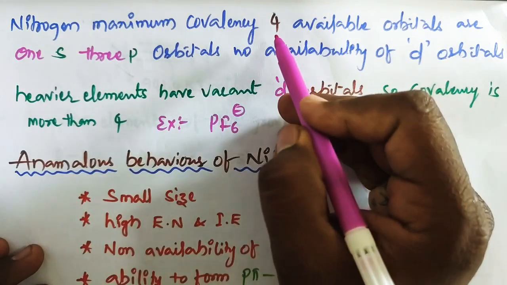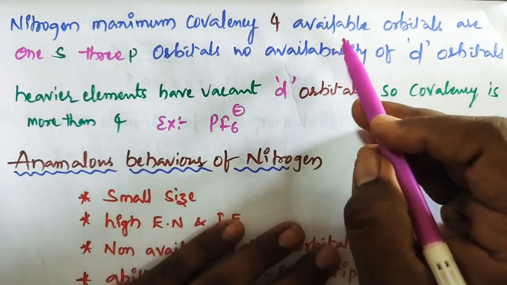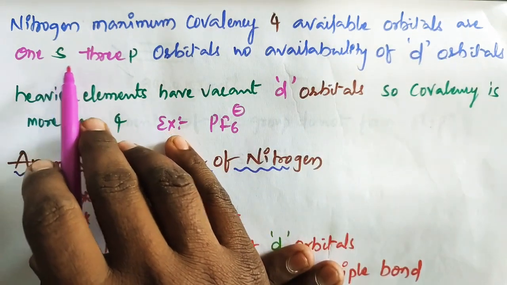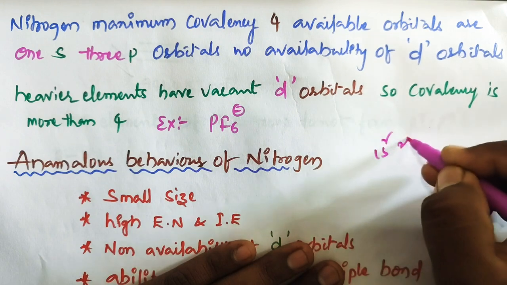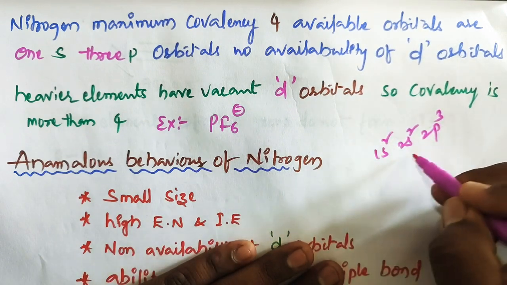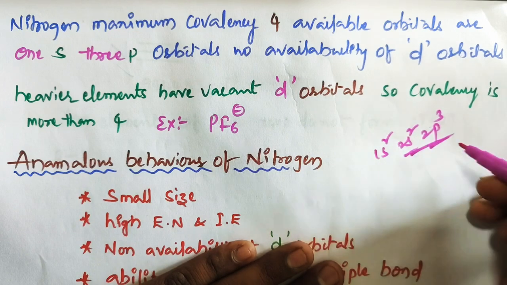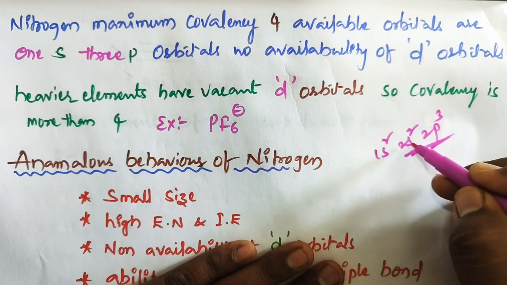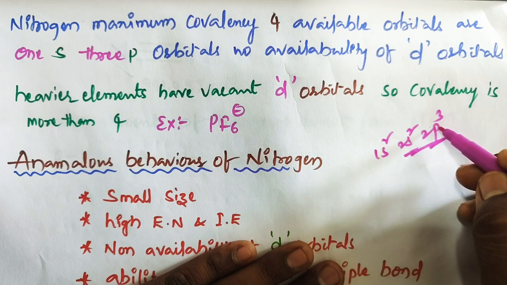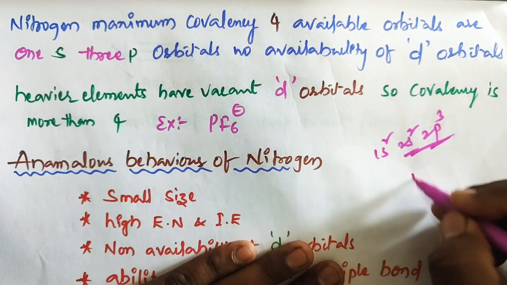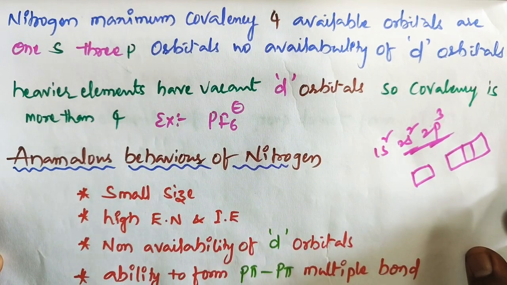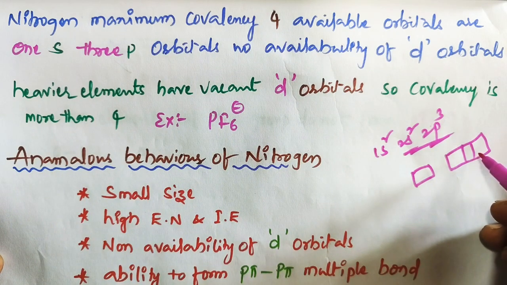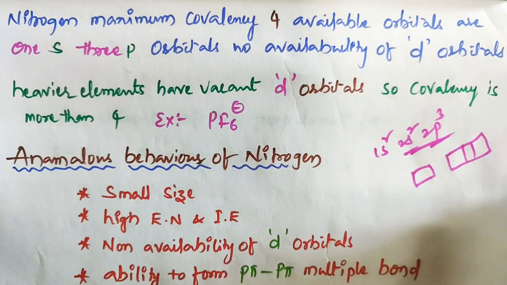Nitrogen's maximum covalency is 4. Available orbitals are the 1 s orbital and 3 p orbitals. Nitrogen has atomic number 7, 1s2, 2s2, 2p3. So the available orbitals are s and 2p, these are the outermost ones. In that, 1 s orbital and 3 p orbitals are available. The bonds are going to be formed by these s orbital and 3 p orbitals only. So how many? 1, 2, 3, 4. So the maximum covalency is 4 only.